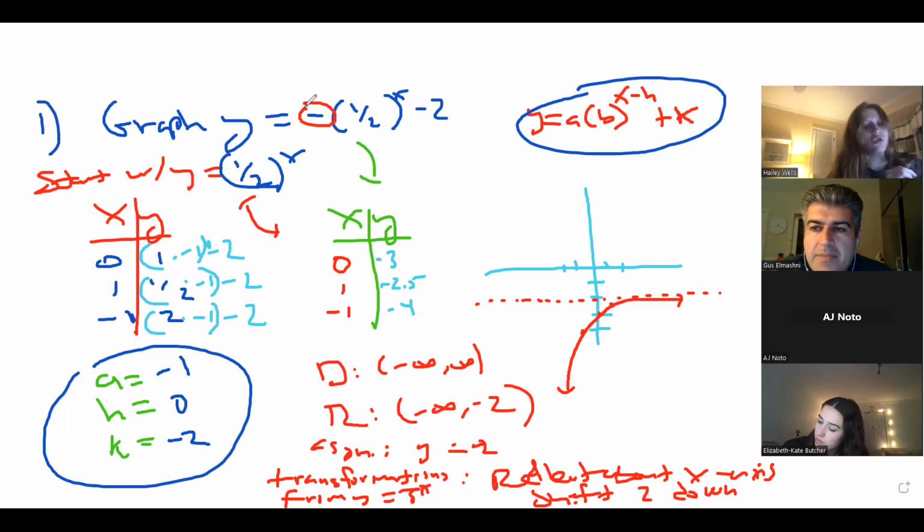So you shouldn't really base it on what it looks like. No, it's purely based on the base.